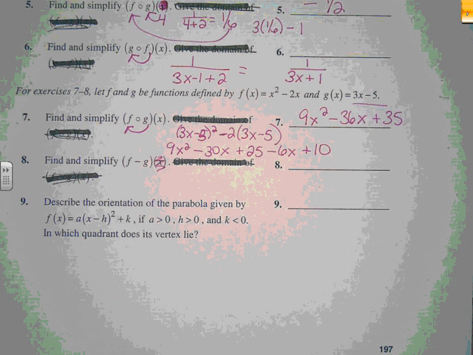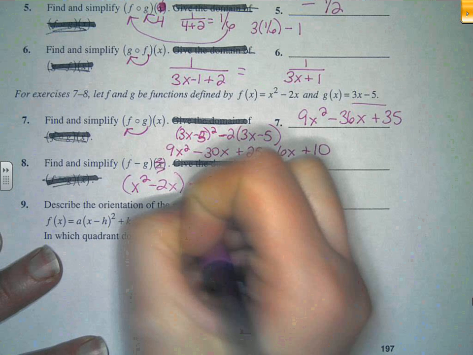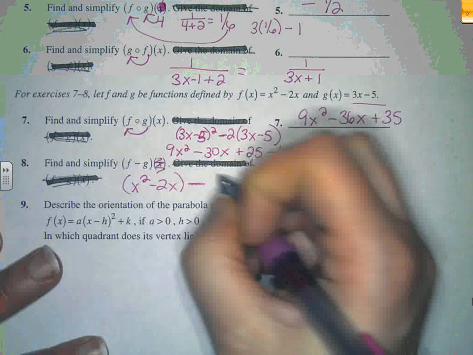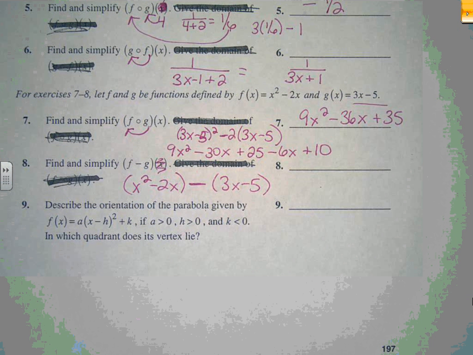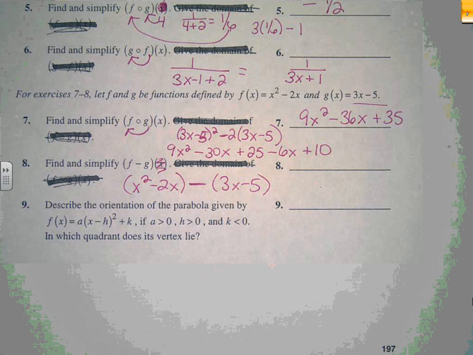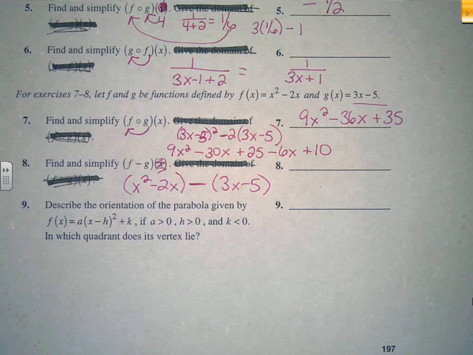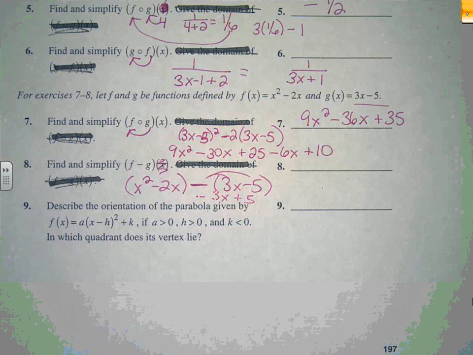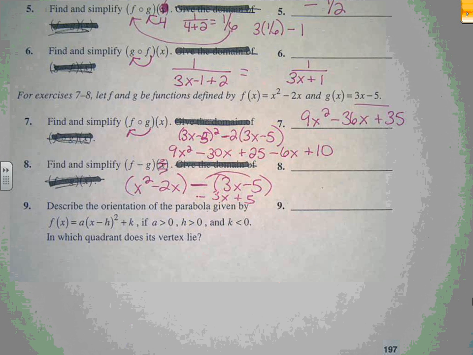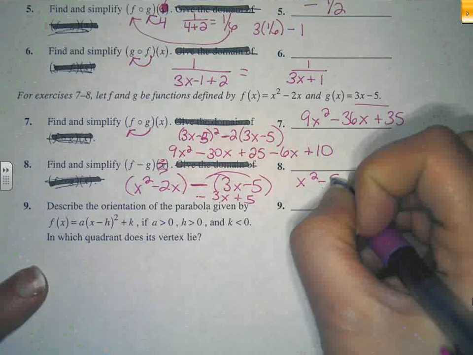So it's the f function, x squared minus 2x, minus the g function, 3x minus 5. There's nothing to plug in. It's just x in parentheses. Now you're just simplifying, putting like terms together. Again, the only trick is that you have to distribute that negative. So it's really negative 3x plus 5. So the answer would be x squared minus 5x plus 5.